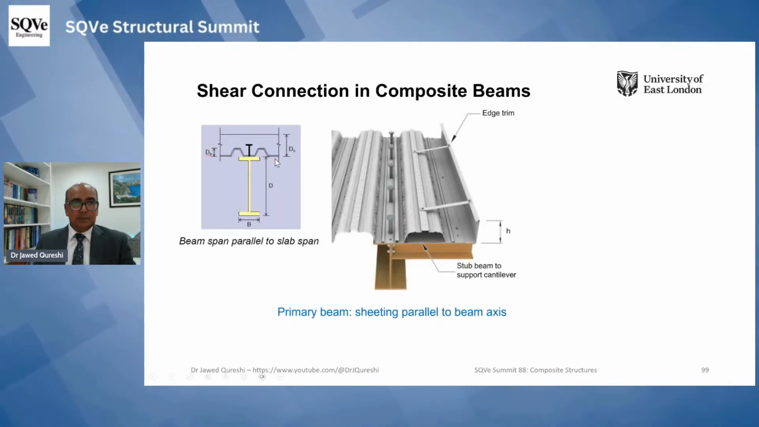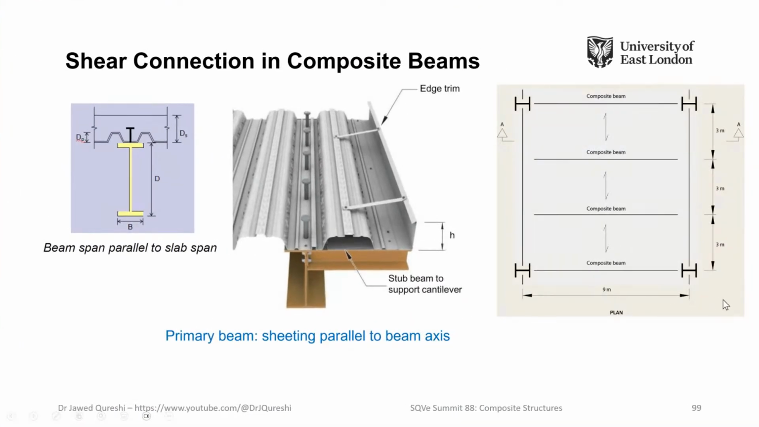In case of primary beams, sheeting, you can see that it is parallel to the longitudinal axis of the beam. And I think this figure gives a really good sense of how it looks. And again, in this case, we have this beam where not only is sheeting parallel, but it is supporting 2-point loads from secondary beams. So there are different formulas for parallel sheeting.